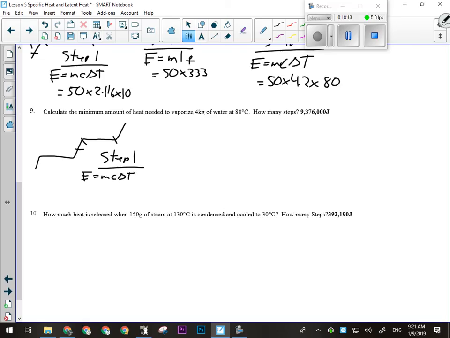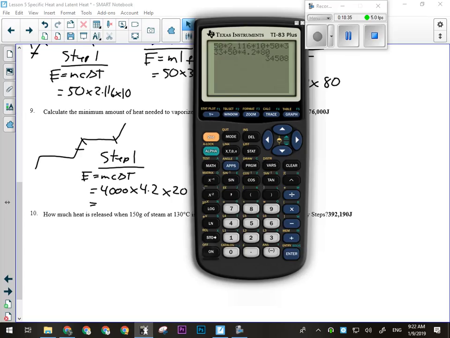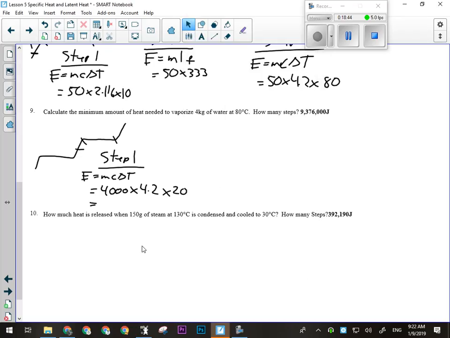So that'll be E equals mc delta T. The mass is 4,000 grams, so this is 4 liters of water, times 4.2 because it's water. Then multiply that by the temperature change. How much am I changing the temperature by? 20. I'm going from 80 to 100. So for the first step, 4,000 times 4.2 times 20 degrees gives us 336,000 joules.